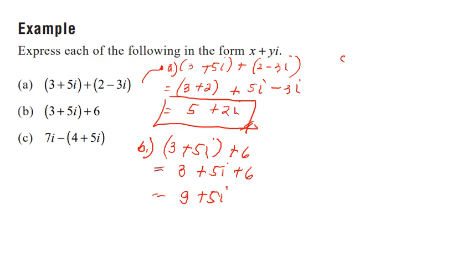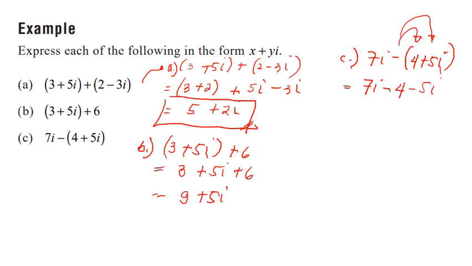Now, let's have C. We have 7i minus the quantity of 4 plus 5i. Here you distribute the negative symbol to each term inside the parentheses, so you have 7i minus 4 minus 5i. Then combine the real and imaginary parts. 7i minus 5i is equal to 2i, minus 4. So this is now our final answer. Again, box your final answer.